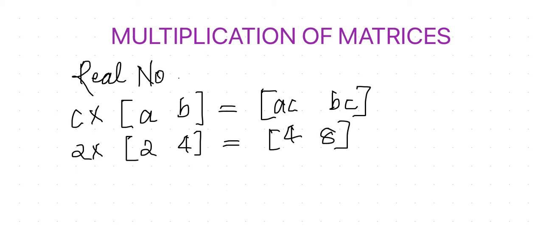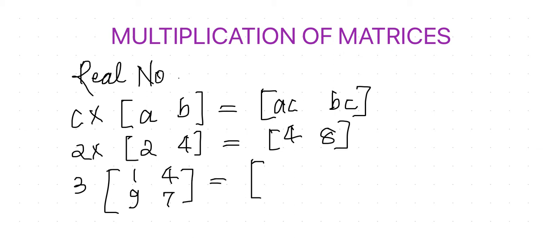Similarly, suppose I am multiplying 3 with the matrix 1, 4, 9, 7. Each element will be multiplied by 3. So this becomes 3, 12, 27, and 21. So this is the matrix which you are getting.